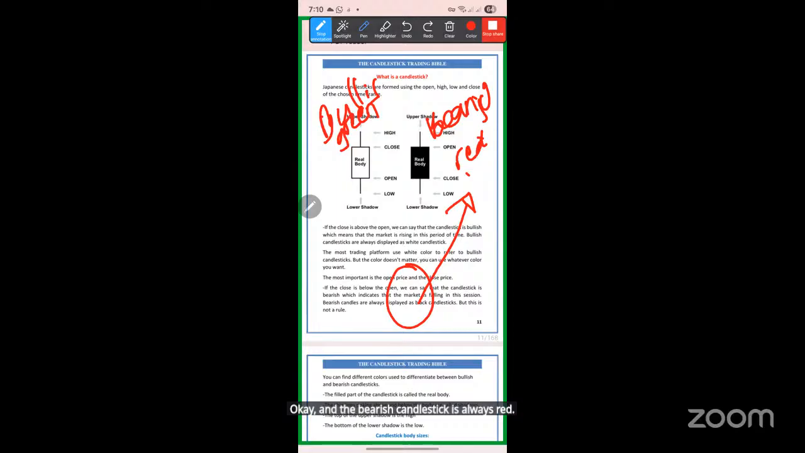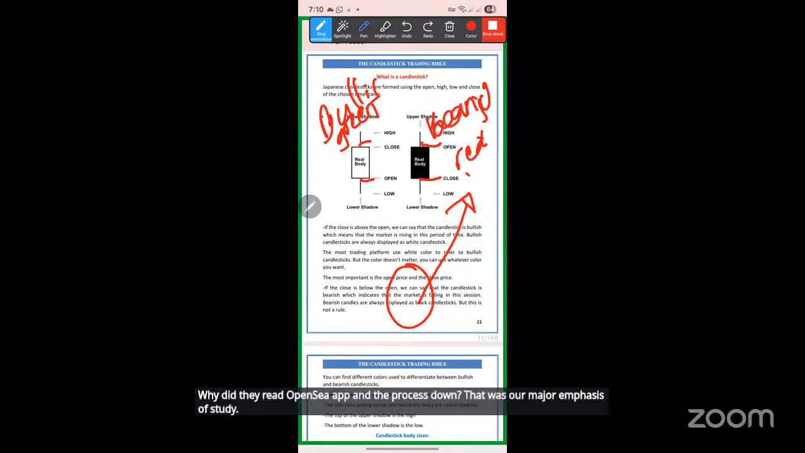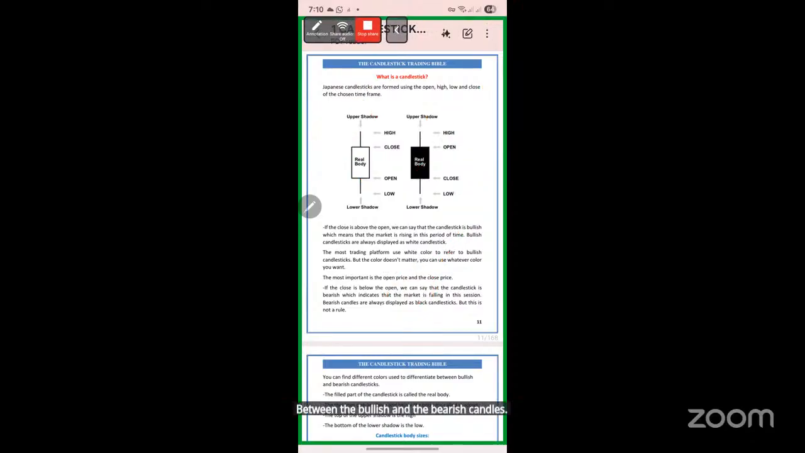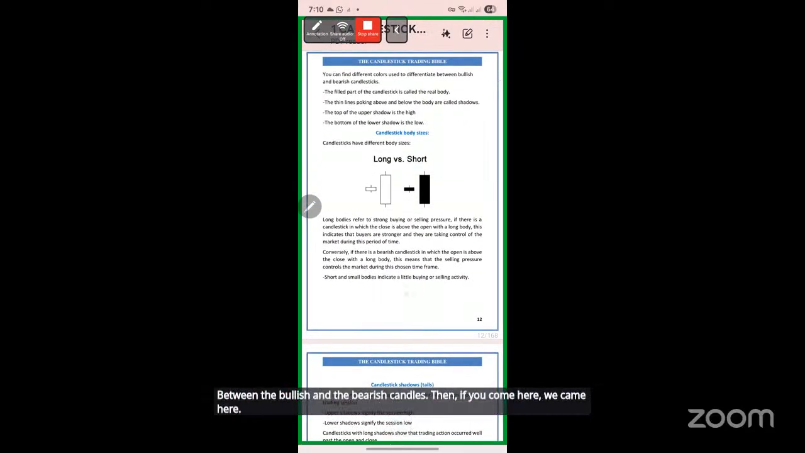What differentiates them? The green opens here down and closes up, while the red opens here up and closes down. That was our major emphasis of study between the bullish and the bearish candles. Then from here, we came here, and we say that some candlesticks are big, others are small.